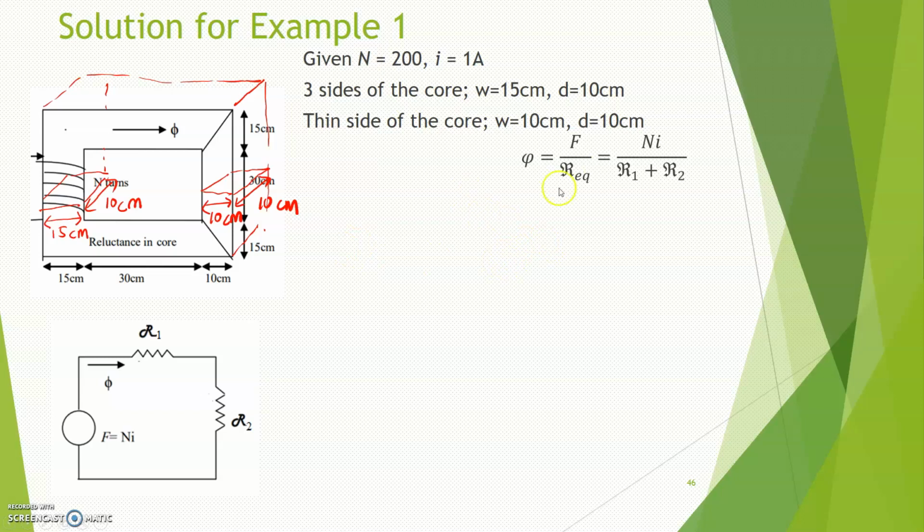Now you are given the value of N, and you also know the value of I, but you need to find the values of reluctance 1 and reluctance 2 first in order to find the value of flux.